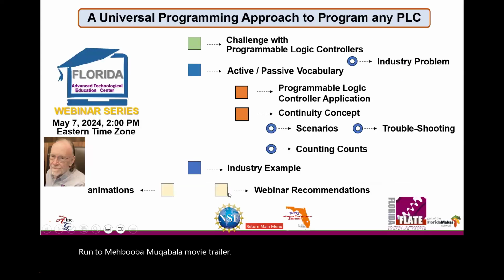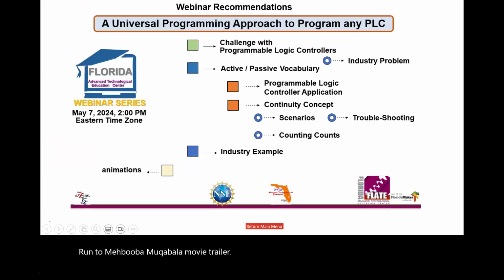Okay, so what's the message here? The message is you spend a lot of time with your students working on the vocabulary and the continuity concept, and you make them always use this vocabulary all the time. Even though in your laboratory, if you're an instructor or a faculty member, you may have any one of the ones I showed you, in real life, that's what you need to do. All right, so that's what's going on with that.